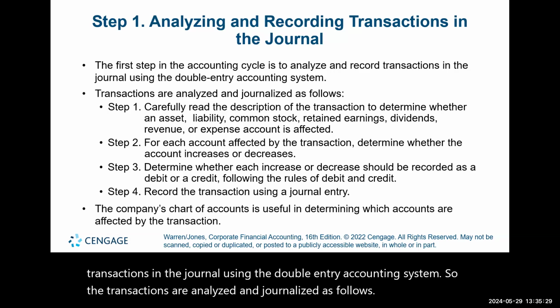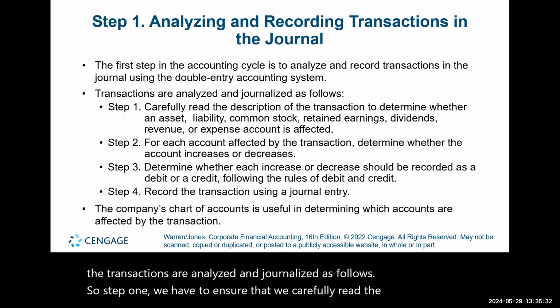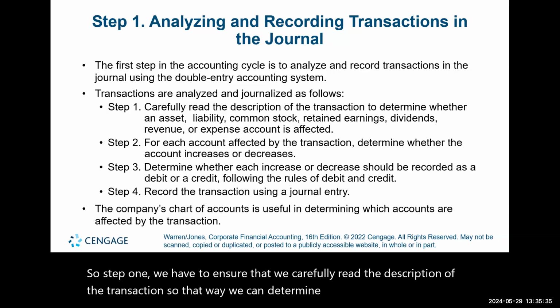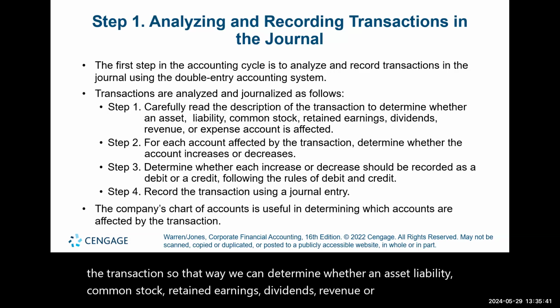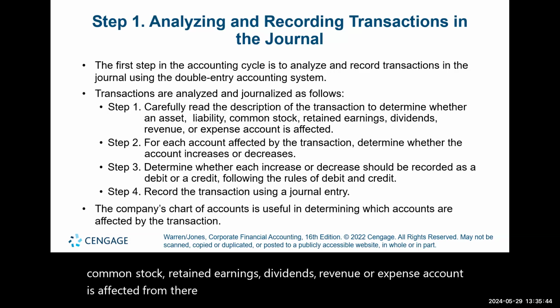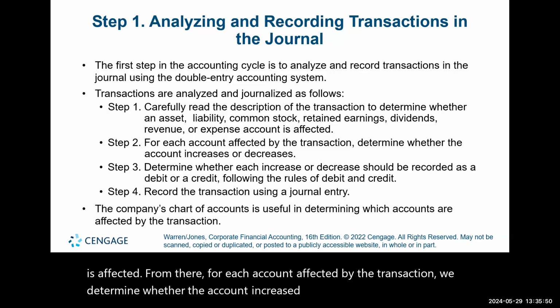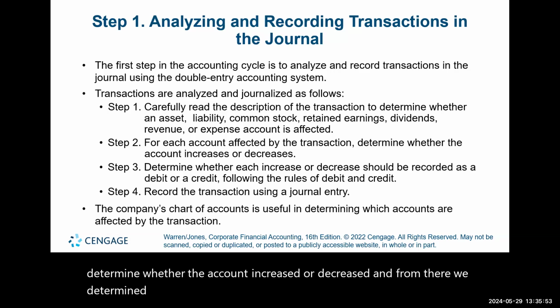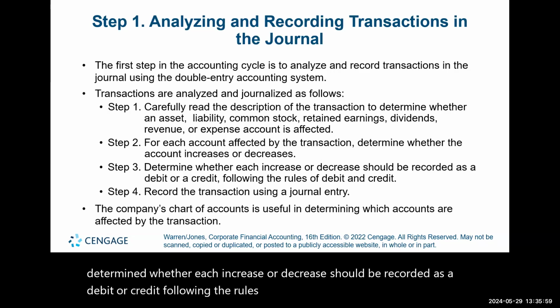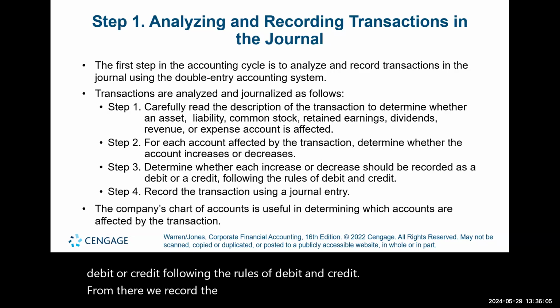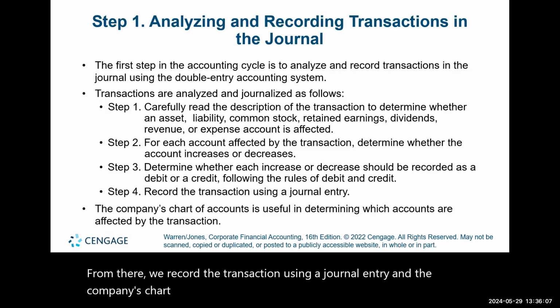So step 1, we have to ensure that we carefully read the description of the transaction. So that way we can determine whether an asset, liability, common stock, retained earnings, dividends, revenue, or expense account is affected. From there, for each account affected by the transaction, we determine whether the account increased or decreased. And from there, we determine whether each increase or decrease should be recorded as a debit or a credit, following the rules of debit and credit. From there, we record the transaction using a journal entry. And the company's chart of accounts is useful in determining which accounts are affected by the transaction.